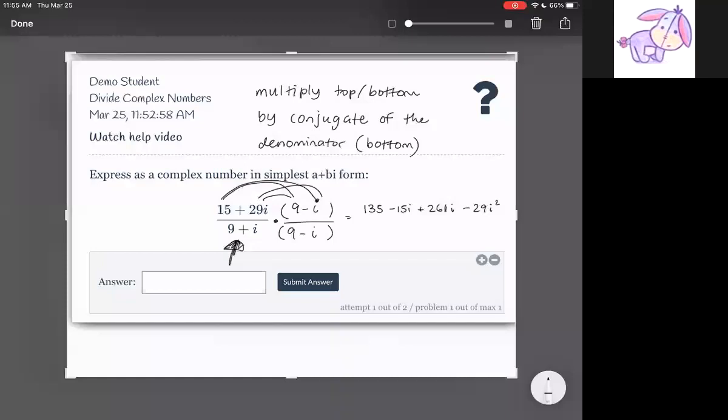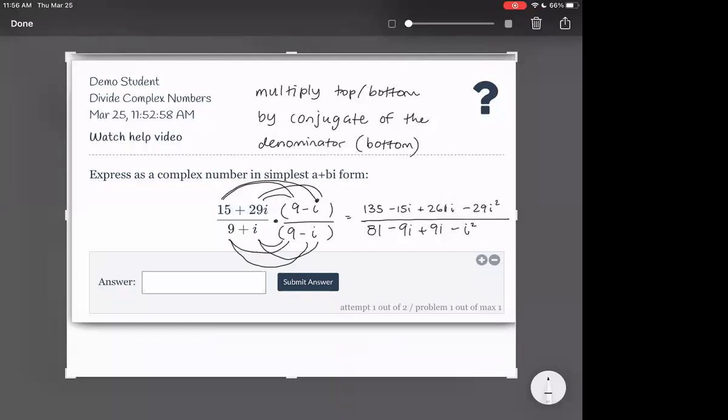Okay, so then let's do the same thing for the bottom. We're going to FOIL the bottom pieces. FOIL stands for first, outer, inner, last. Let's do the first: 9 times 9, 81. Outer, 9 times minus i gives us minus 9i. I stands for inner, so 9 times i gives you plus 9i. And then L stands for last, so i times negative i will give you minus i squared. Any questions on that one?